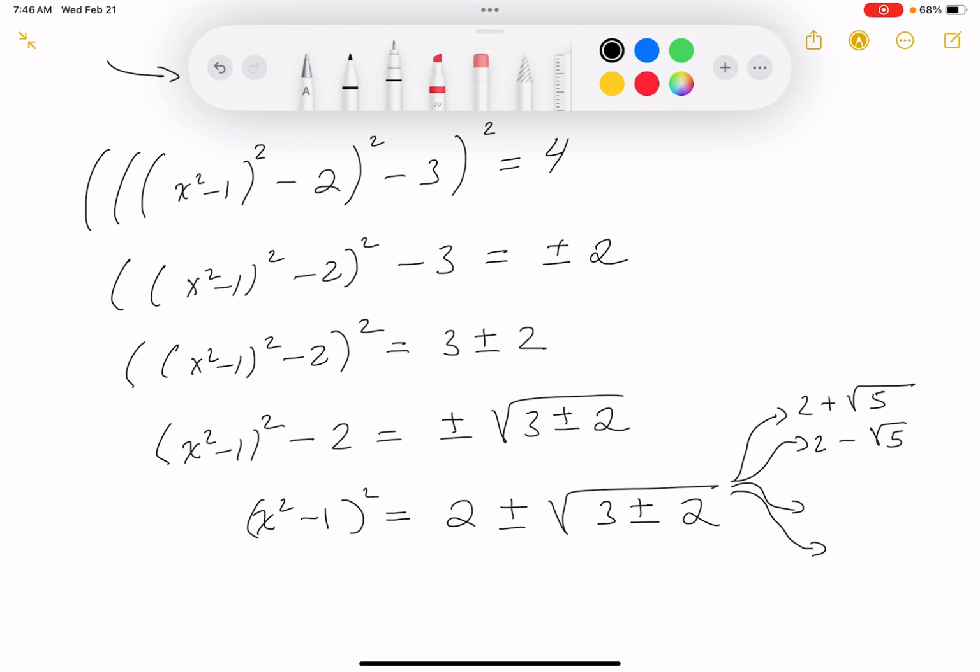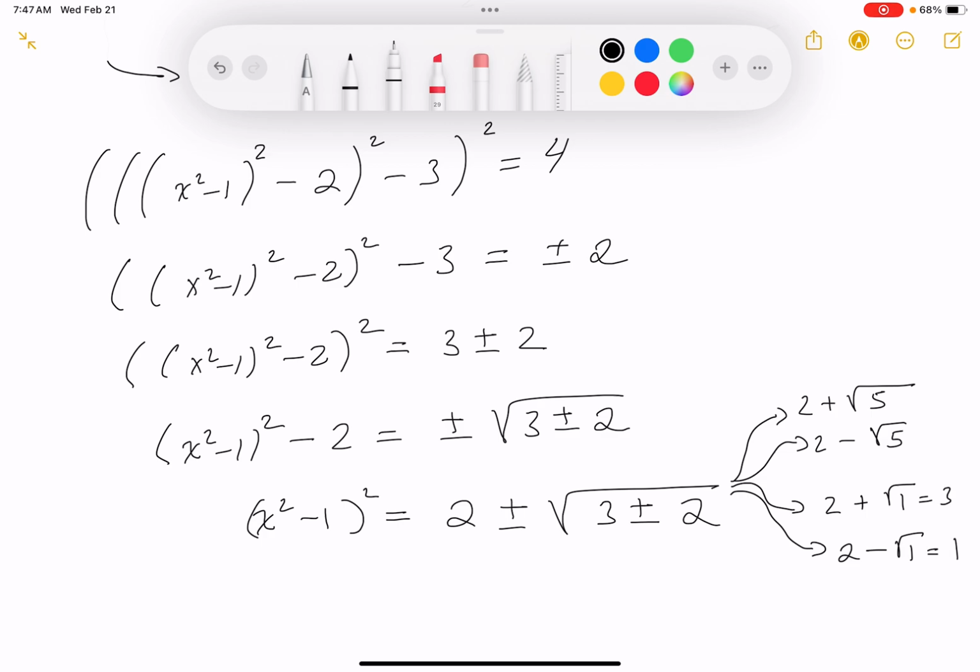All right, what else could I get? I could get 2 plus the root of 3 plus 2. I did that. Now I'm going to do 3 minus 2. What's that going to be? 3 minus 2 would be root 1. And over here you get 2 minus the root of 1. Well, these are easy. This is just going to be 3, and that's going to be 1.